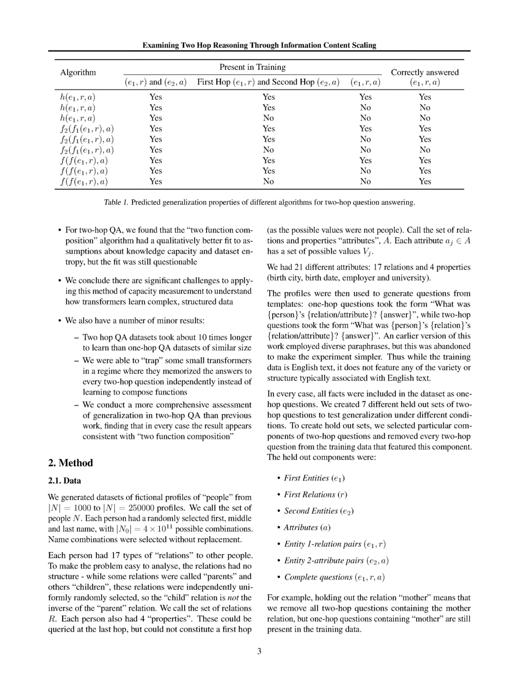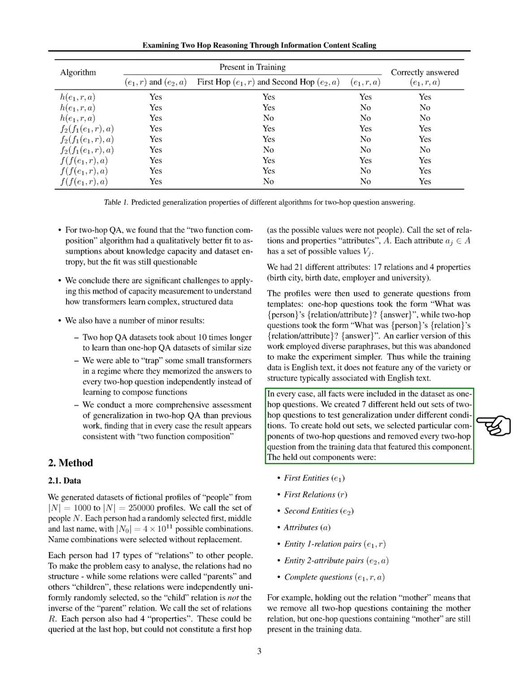Section Summary. In this section, we explore the generalization properties of various two-hop algorithms, illustrating how different models handle two-hop questions based on their training data. We also present our dataset generation process, which includes fictional profiles and structured relations, to assess the algorithm's performance in answering one-hop and two-hop questions under various held-out conditions.